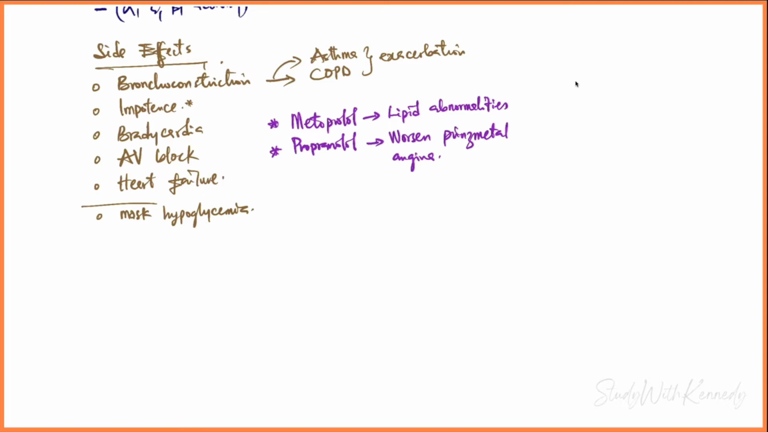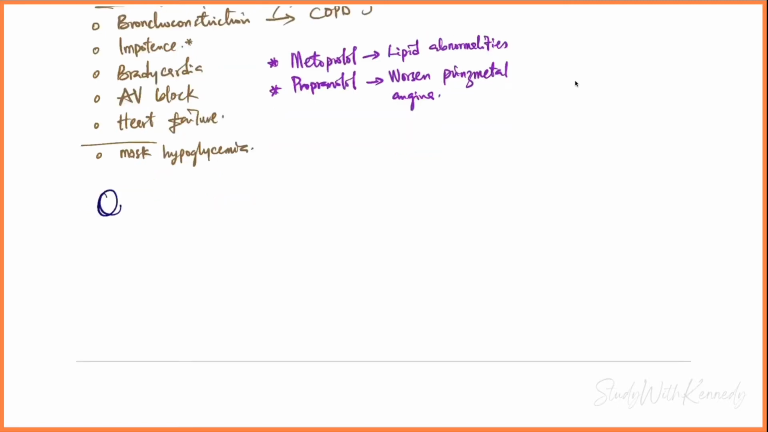The next question becomes, what if your patient overdoses on beta blockers? How do we manage beta blocker overdose? Two medications you have to remember. One is glucagon. The second is atropine. Glucagon and atropine. If a patient overdoses on beta blockers, you use glucagon and or atropine.